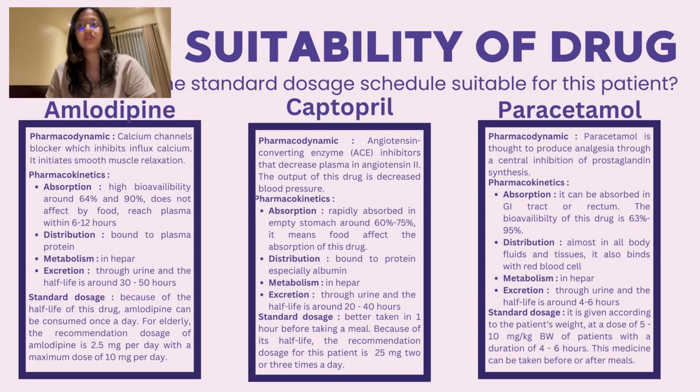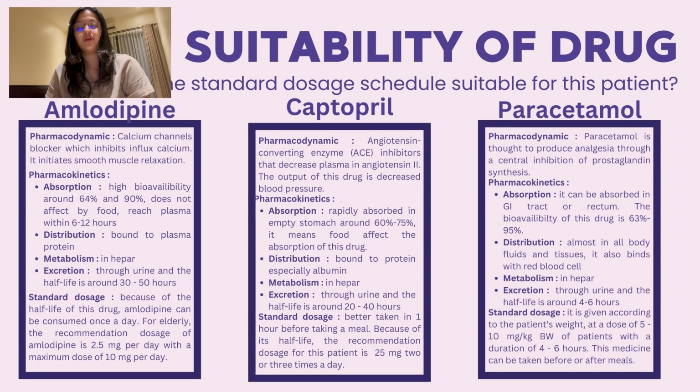For the distribution of amlodipine, it is bound to plasma protein. Amlodipine is metabolized in the liver, the excretion of amlodipine is through urine, and the half-life is around 30 to 50 hours. Because of the half-life of this drug, amlodipine can be consumed once a day. For the elderly, the recommended dosage of amlodipine is 2.5 mg per day with a maximum dose of 10 mg per day. The second drug is captopril.